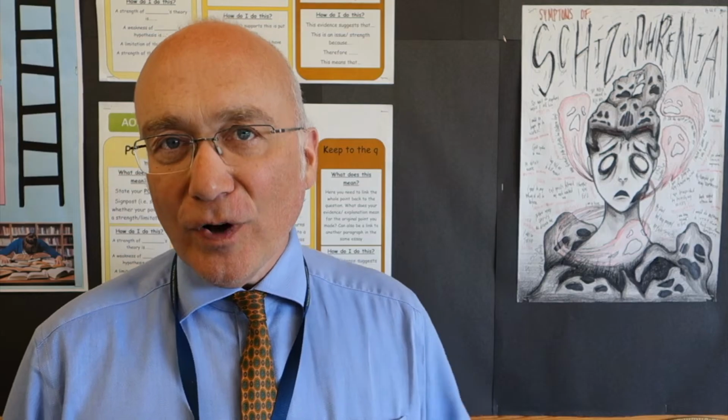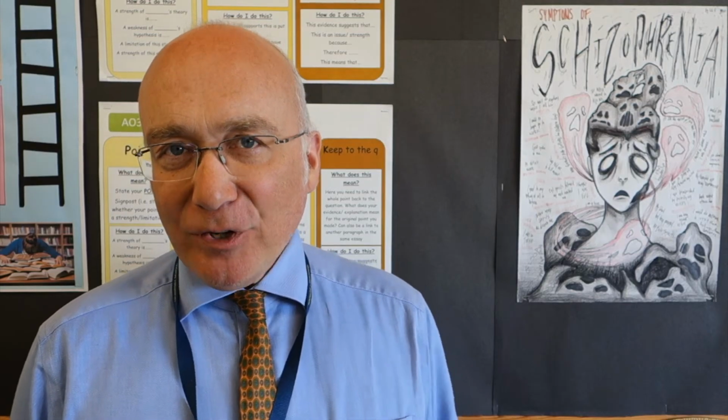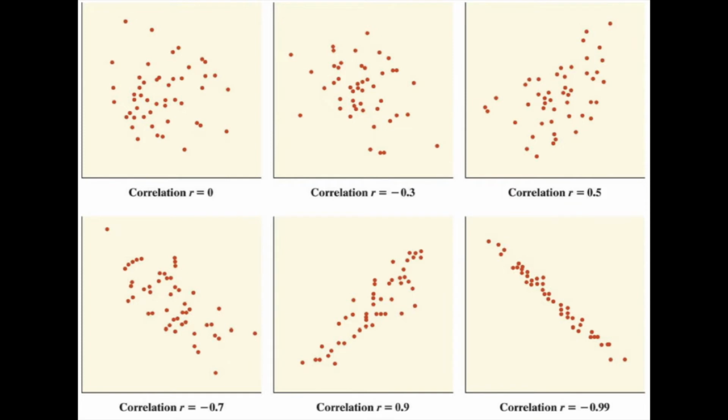Okay, correlation coefficients, R. R is a parameter which varies between -1 and +1, and it tells us about the strength of a correlation. Now, have a look at these scattergrams here. These are scattergrams for a variety of different correlation coefficients. Let's start out with the one on the bottom right. This is a scattergram for a correlation of -0.99. In other words, very nearly perfect negative correlation.